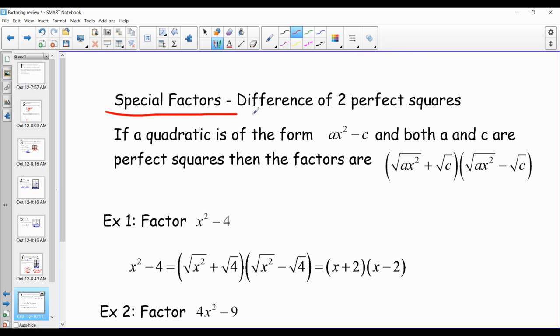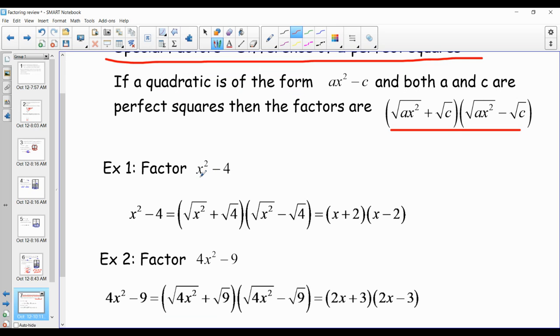There are some special factors. Difference of two perfect squares. If we have a quadratic in the form ax squared minus c, there's no x term. It's just something times x squared minus a constant. And both a and c, both of these numbers, are perfect squares. Then the factors are the square root of ax squared plus the square root of c times the square root of ax squared minus the square root of c. You know what they are. I know you've seen this. This is just a little more technical on how to get there, right?